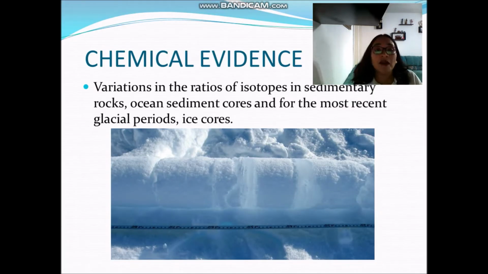Speaking about the chemical evidence, they find variations in the ratios of isotopes in sedimentary rocks, ocean sediment cores, and for the most recent glacial periods, ice cores. You remember, they still have ice, so that's why they're studying them. In this picture we can observe an ice core, and if you observe, it has a cylinder shape.